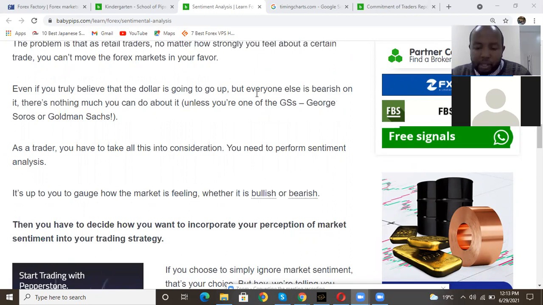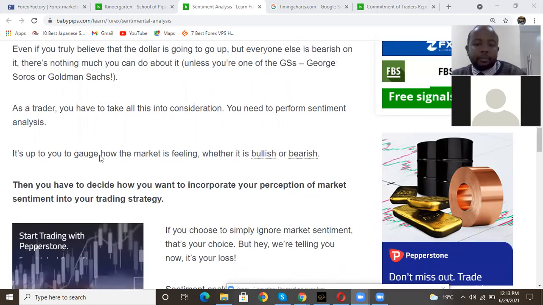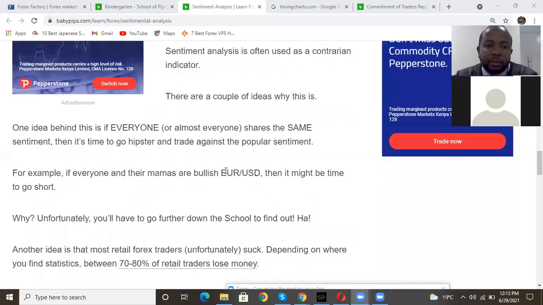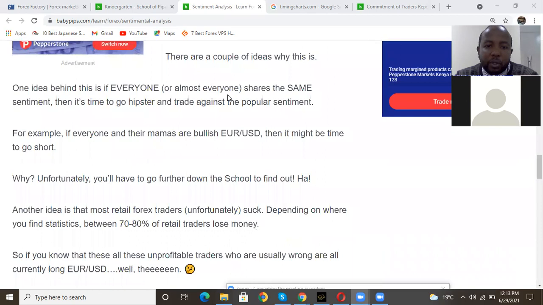Okay, so as a trader, you need to perform sentiment analysis. This is what I'm showing you guys today. It's up to you to gauge how the market is feeling, whether it's bullish or bearish. How you decide to incorporate your perception of the market sentiment into your trading strategy is all on you. So one idea is that almost everyone shares the same sentiment.